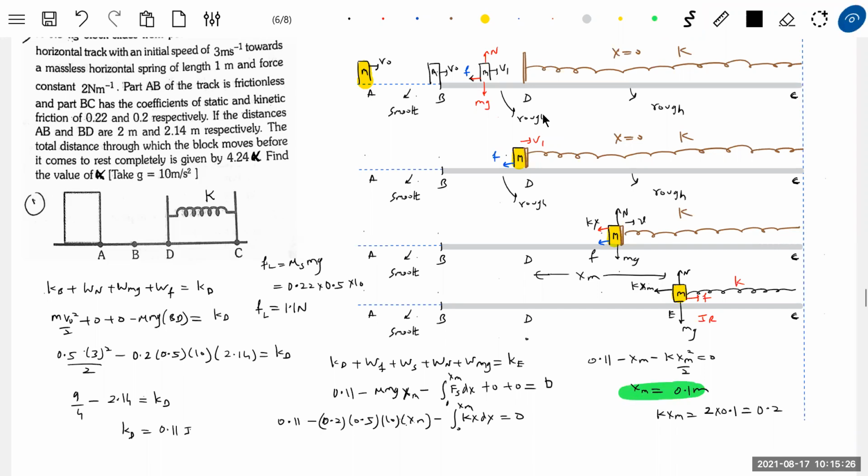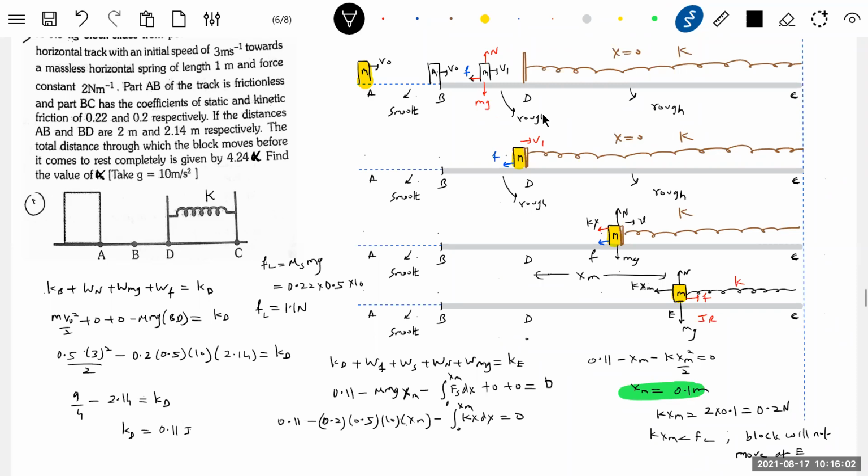Look now. What is the value of limiting friction? 1.1 Newton. But what is the spring force? 0.2 Newton. So can the 0.2 Newton overcome that 1.1 Newton? Not possible. So what do we expect now? The friction will adjust itself to 0.2 Newton. So what is this friction? Not FL. Here kxm is less than FL. So what happened to the block? The block will not move.